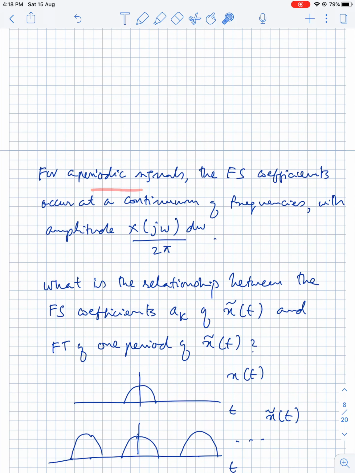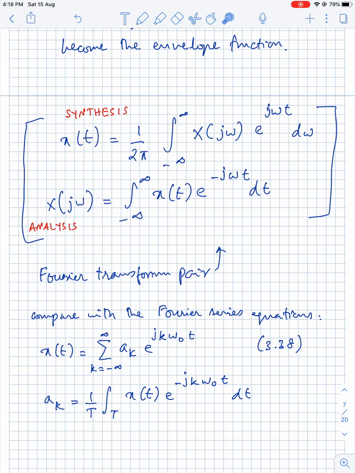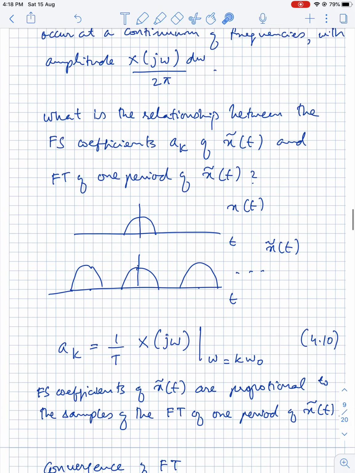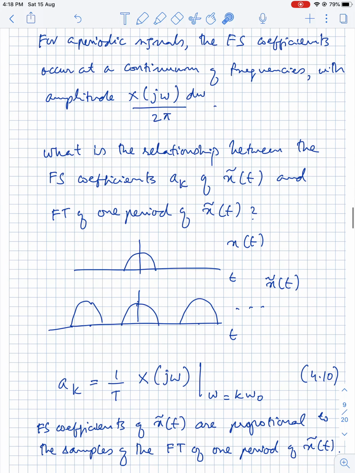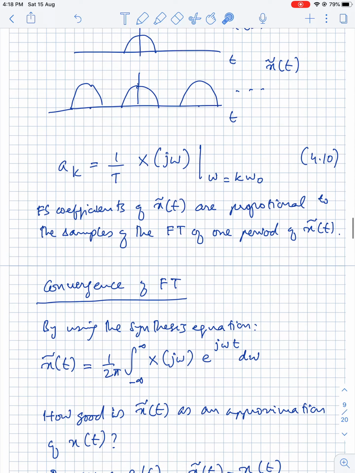The Fourier series coefficients occur at a continuum of frequencies, where the amplitude is nothing but x of j omega d omega by 2 pi. Essentially it is this one. If you compare this with this, the linear combination coefficient here is x of j omega d omega by 2 pi, which is taking the place of a_k here. Okay, this part we can skip for the moment.